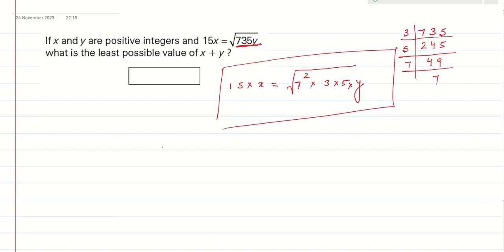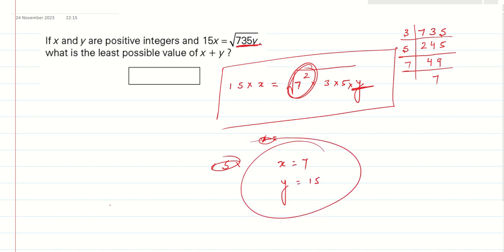Tell me. Y must be 15, so. And what should x be? Oh my goodness, did you understand? That's all. It will come out, no? 7. So x equals 7 and y equals 15. So what is the answer? X plus y. 22 is the answer.